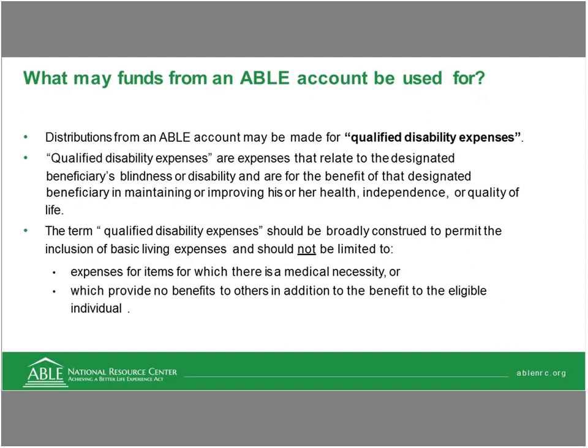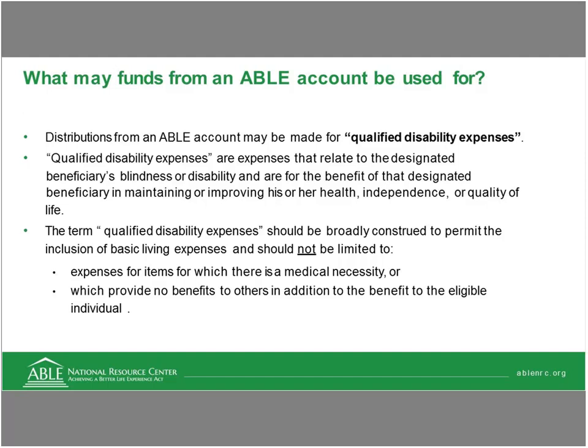And those are expenses that relate to the beneficiary's blindness or disability, are for the benefit of that beneficiary, and help that person maintain or improve his or her health, independence, or quality of life. So you're probably thinking, wow, that's extremely broad. And that's exactly what we wanted, because we appreciate the fact that people with disabilities have a wide array of different disability-related needs, and we didn't want to create a law that was so rigid that said you can only use the funds in an account for medical expenses or for a wheelchair or for, you know, accessible houses.